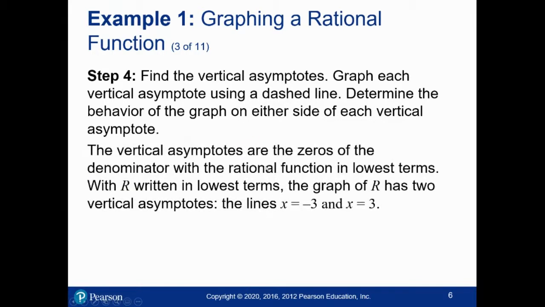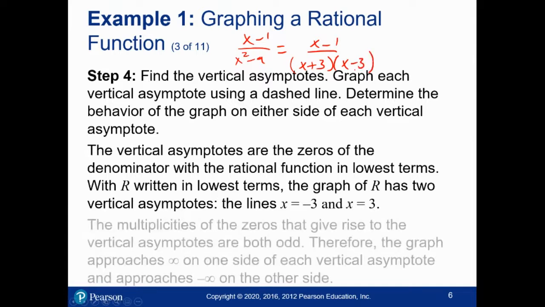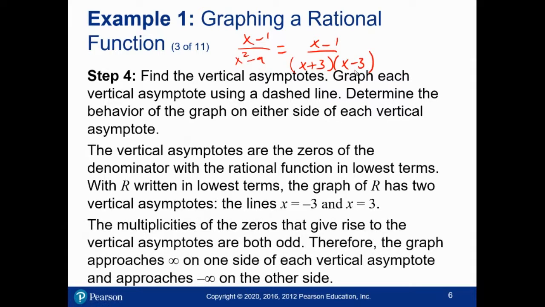So in this example, again, I'll copy the function back up here. It was x minus 1 over x squared minus 9, which has been factored as x minus 1 over x plus 3 times x minus 3. Both of these roots are of multiplicity 1 in the denominator, which means the vertical asymptotes will have opposite directions on each side. I don't know which side goes up and which side goes down, but I know they do opposites.